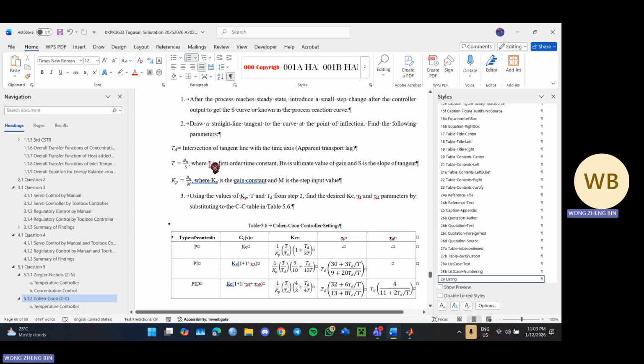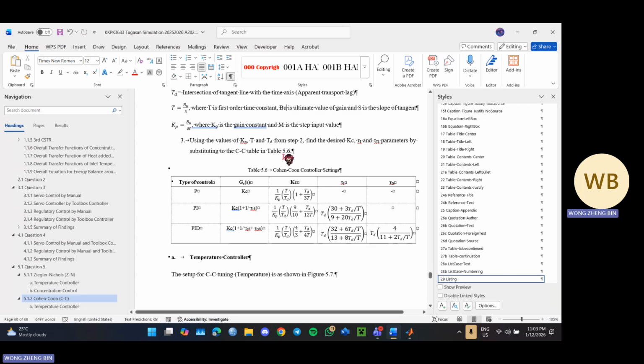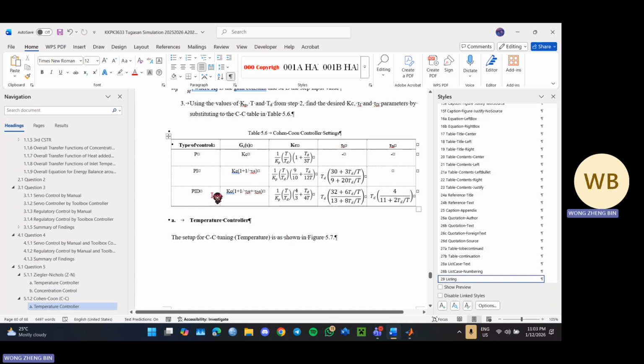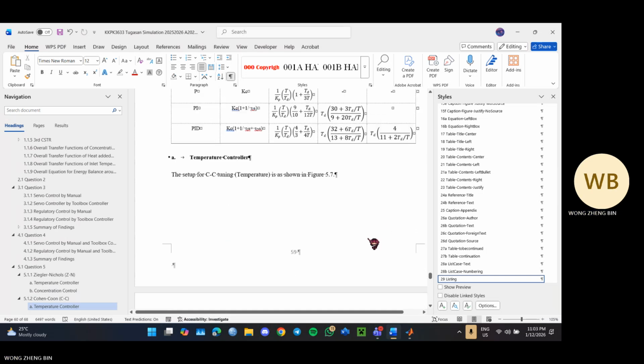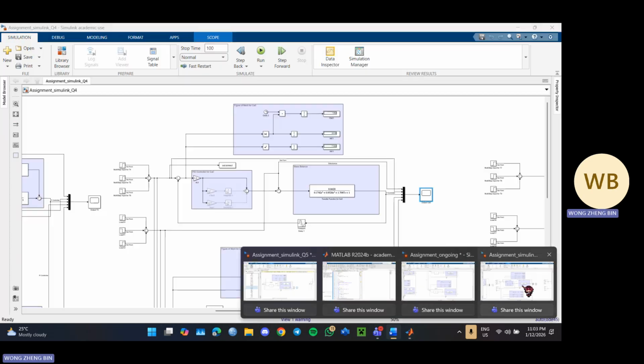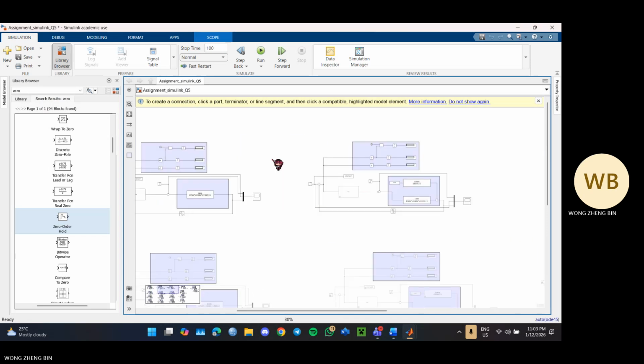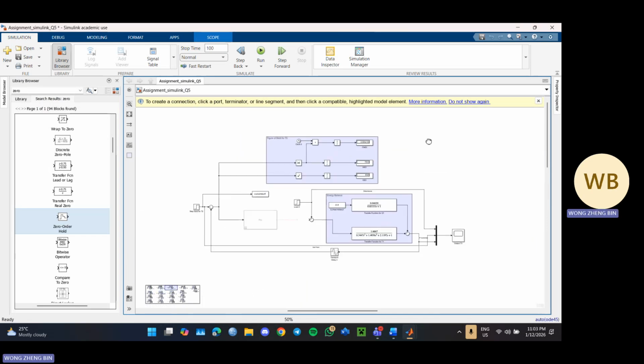First is TD, and then second is T, and then the third one is KP. And then using these values, we substitute into the Cohen-Coon table in here. So we can see all the different parameters for P, PI, and PID. So the temperature control is as shown here. I'll open my Simulink. So this is an open loop tuning process.